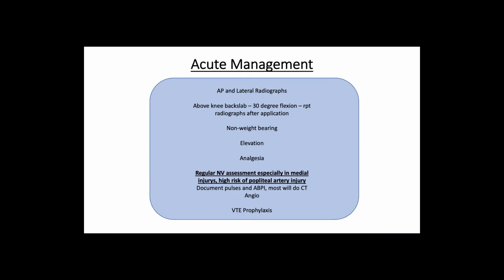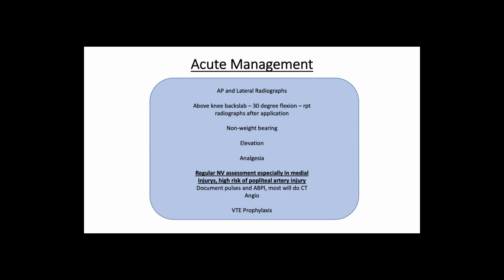The reason I say 30 degrees of flexion, most patients aren't able to fully extend their knee, and if it's at 30 degrees, it means that they can mobilize if needed without the foot getting in the way on the floor. Every time you do a back slab, whether it's redone or later down the line, you should always do repeat x-rays to see if you've moved the fracture. Okay, these patients should be non-weight bearing. They should keep it elevated, and analgesia is very important. These are very painful fractures.